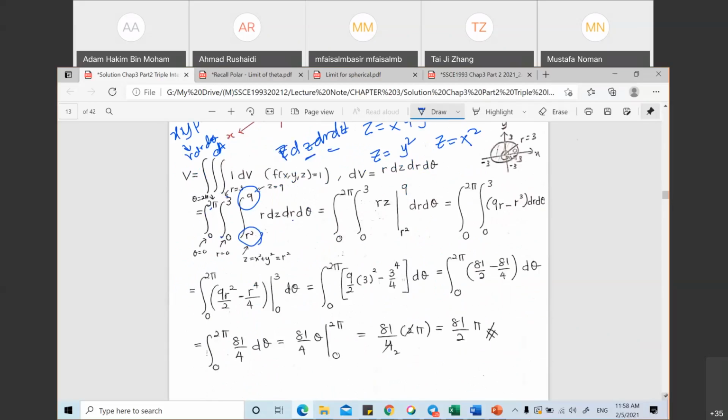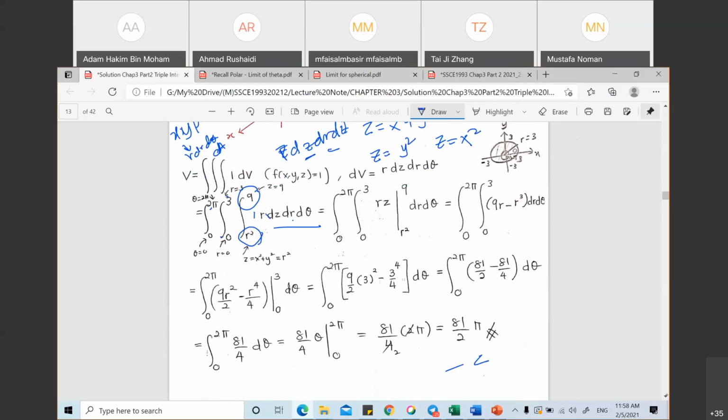Okay, then the others just follow. This is one. First you have to integrate with respect to z, you get z from r squared to 9. So you get this, and then integrate this with respect to r, you will get r squared over 2 minus r to the power 4 over 4, from 0 to 3. And then that answer you have to integrate with respect to theta, you will get theta, then you just subtract.